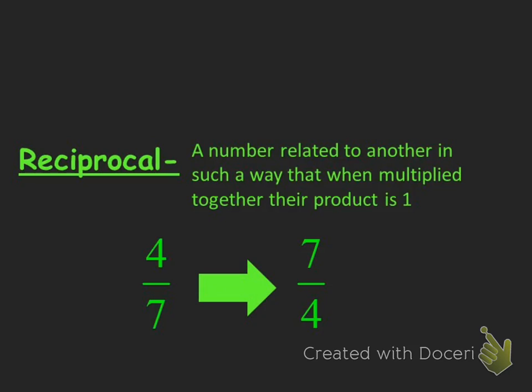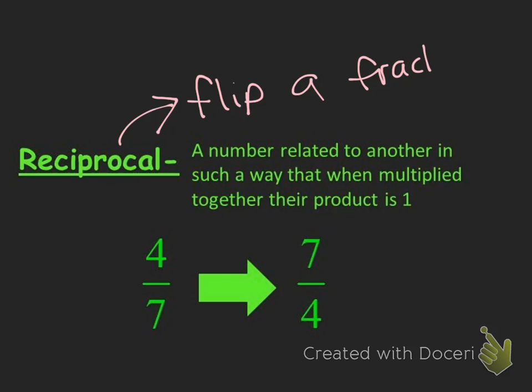How did I go from one of those fractions to the other one? What did I do? In normal terms, I flipped it. That is the definition of reciprocal. You flip a fraction. So write down the definition that makes sense to you. If this definition makes sense to you, feel free to write it down. If flip the fraction makes more sense to you, write that down, okay?